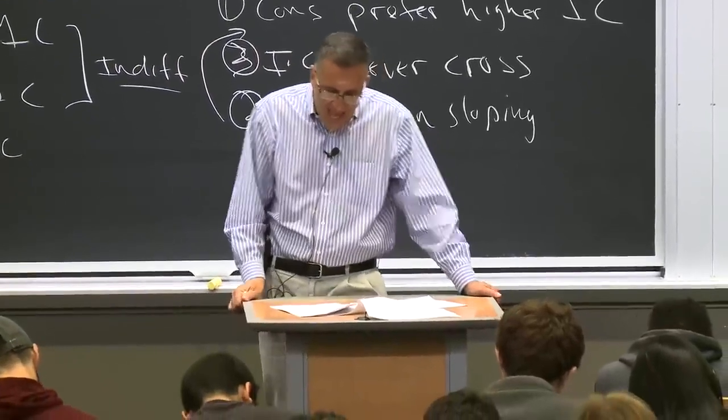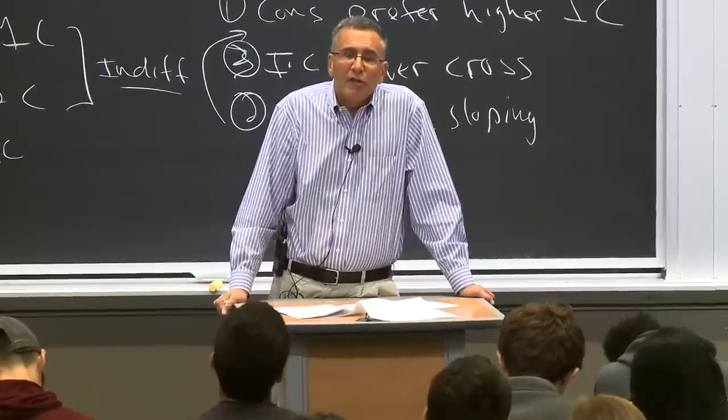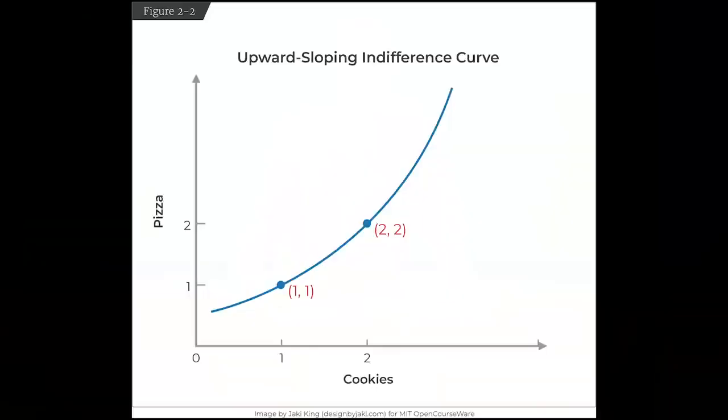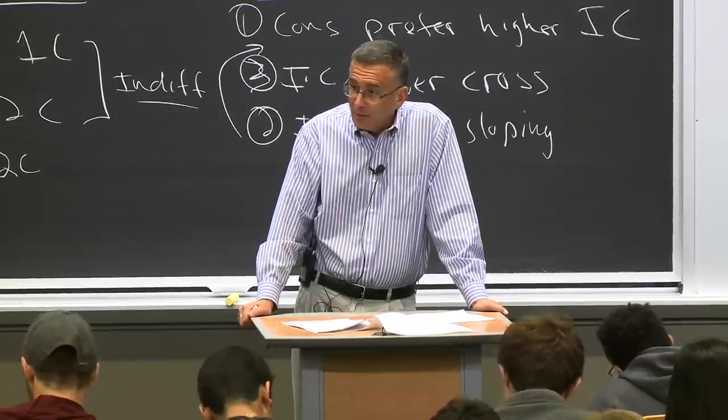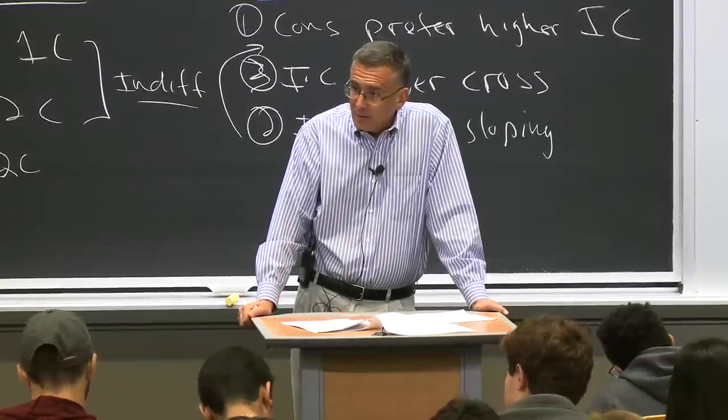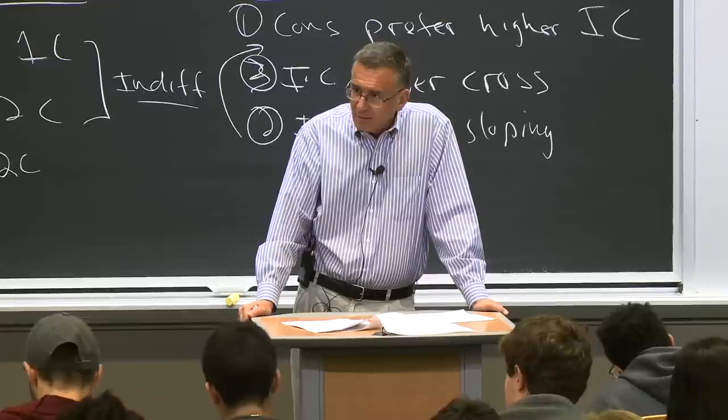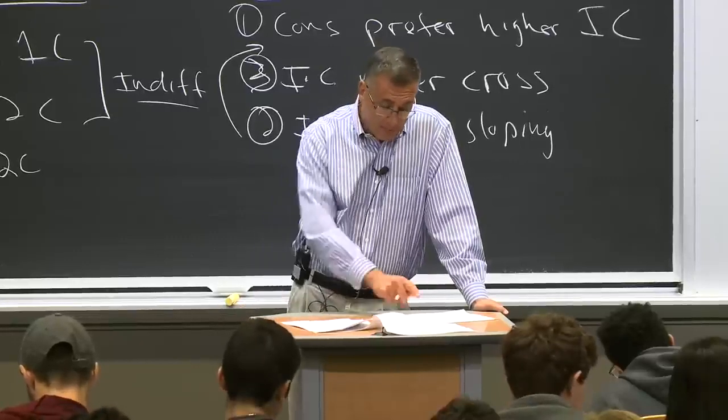That simply comes from the principle of non-satiation. So look at figure 2.2. Here's an upward sloping indifference curve. Why does that violate the principle of non-satiation? Well, either you're somehow less happy if you have more cookies, or you're less happy if you have more pizza.